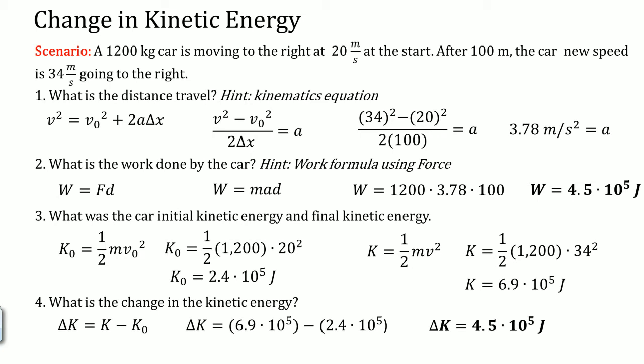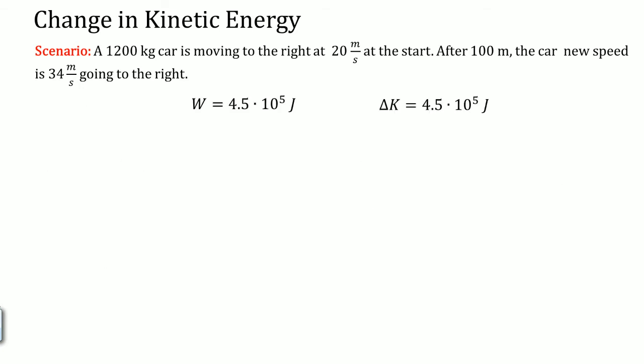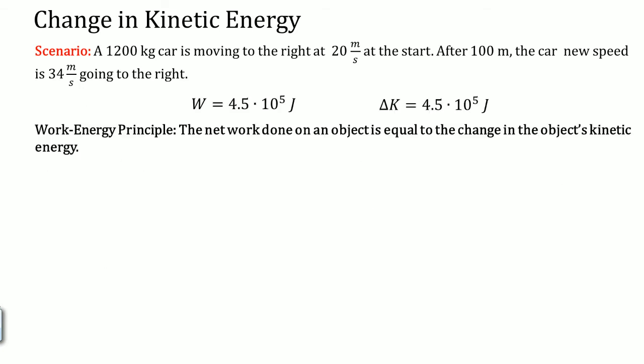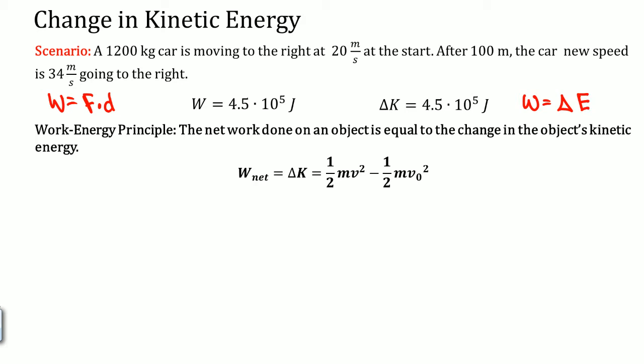Notice number 2, the work done in this scenario is the same as the change in kinetic energy. This leads us to our core concept: the work-energy principle states that the net work done on an object is equal to the change in the object's kinetic energy. So the work done can be seen as force times distance, or it can be seen as work is equal to the change of energy. Because once you apply the force over a distance, you're technically releasing kinetic energy. This is what it looks like, and we use the net force for the work.